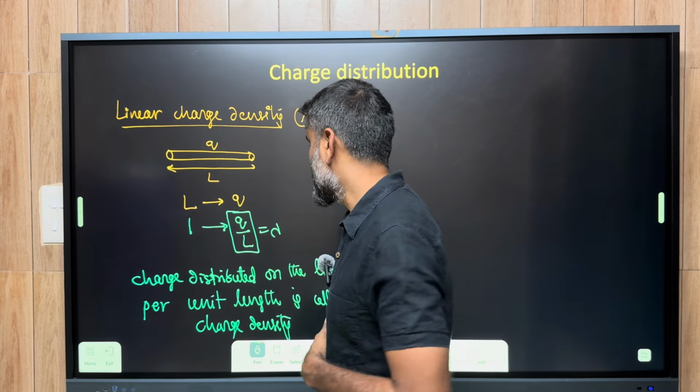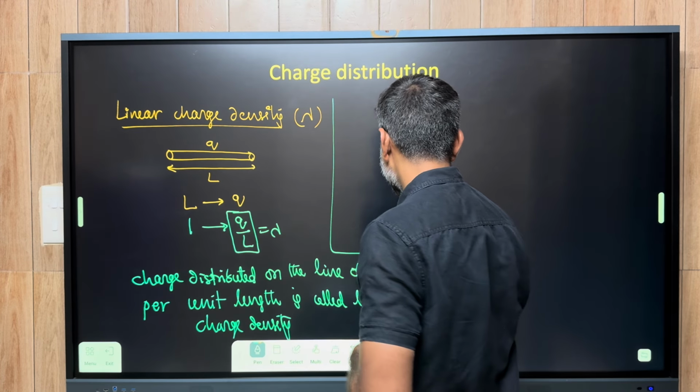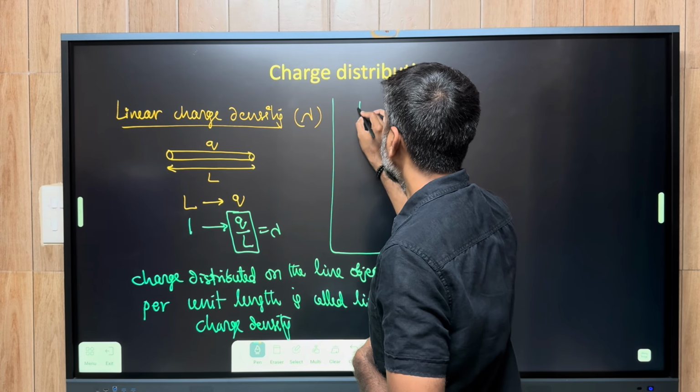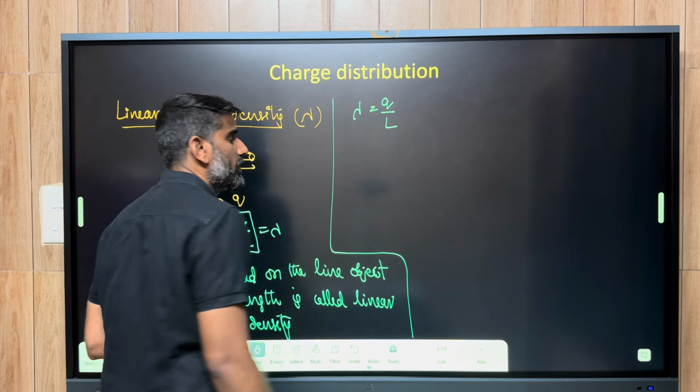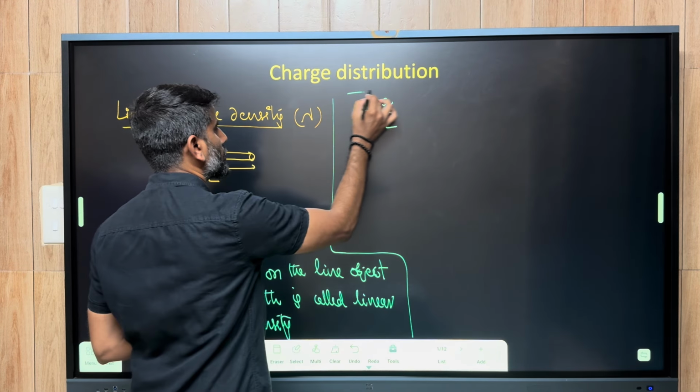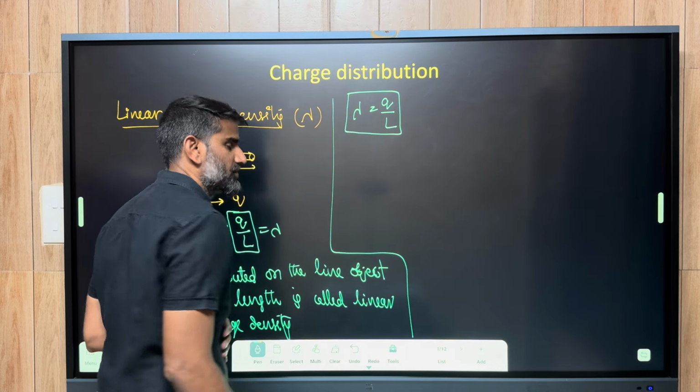Very important definition. And the formula for linear charge density is the one already obtained. Lambda is equal to Q by L. This is the general formula for the linear charge density.